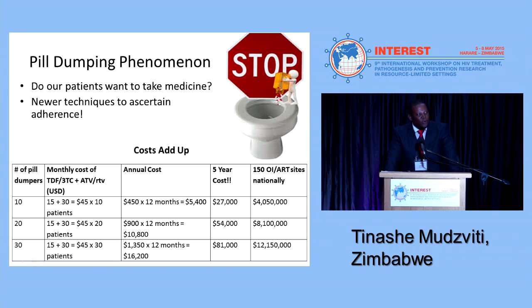And for those of you who talk about the money, these costs add up. If you've got 10 pill dumpers in your clinic, they're throwing away $45 of atazanavir tinolone a month, which converts to $5,400 annually, and in 5 years, that's $27,000. Multiplied by 150 OI ART sites in Zimbabwe, that's $4 million we're using to treat toilets.